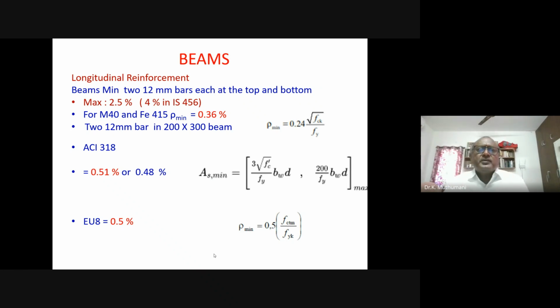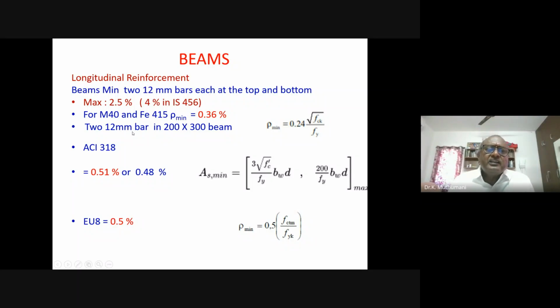The minimum reinforcement, they talk about, for example, two 12 mm bars through top and bottom. That is what the Indian code talks about. For example, suppose I use M40 and Fe415, and there is an expression given here. If I use this expression, I get 0.36% as the lowest percentage of steel. So that is okay, as I am not considering that.